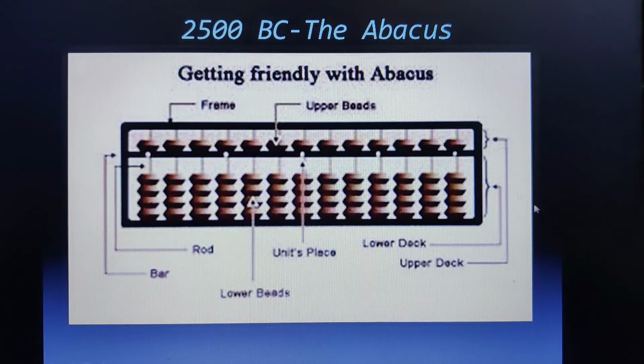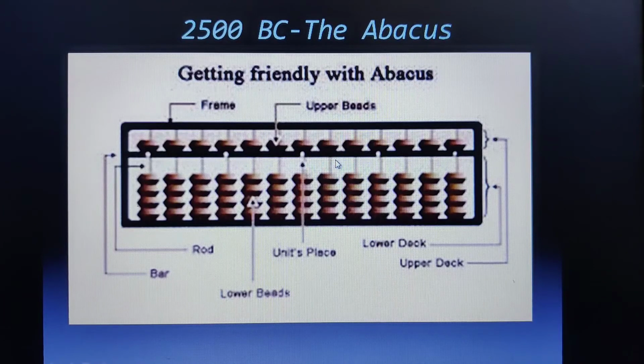You can see here this entire thing, we call it a frame. These are referred to as upper beads. Then you can see these are referred to as rods, that is, we can call them cords here, which represent the decimal position digits. All right, so here you can see the units place, and like that, it represents the decimal position.